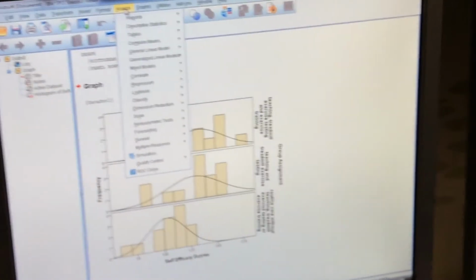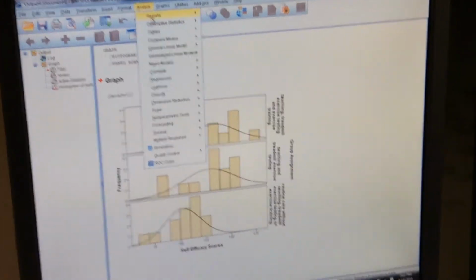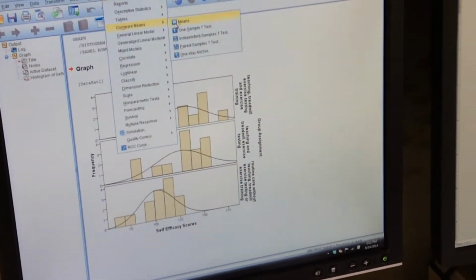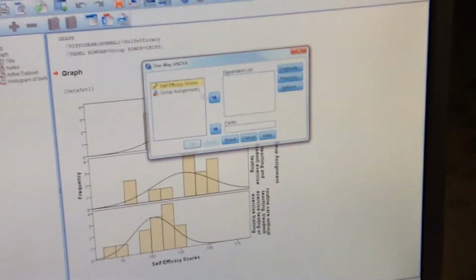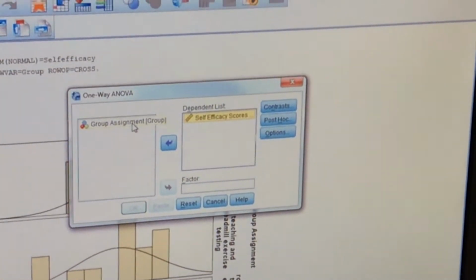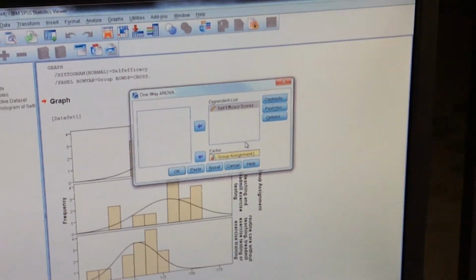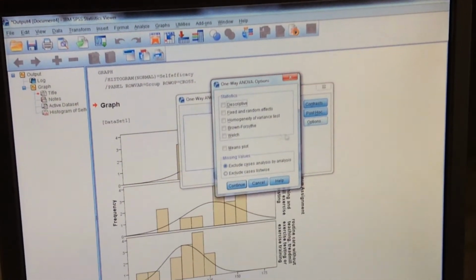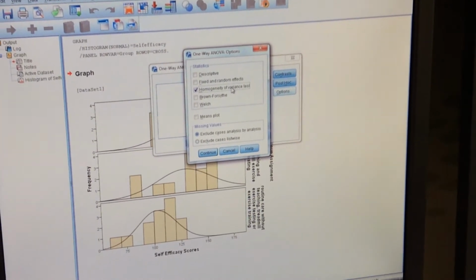Now, how do we run Levene's test? So you can go over to Analyze, back to SPSS, and you can actually go ahead and run your ANOVA, and Levene's test is one of the options within ANOVA. So if we go to Compare Means, down to one-way ANOVA, our dependent variable, what's being measured, is self-efficacy. Our factor, or our independent variable, is group assignment. And if we go to options, you'll see homogeneity of variance test. That's the option we need.